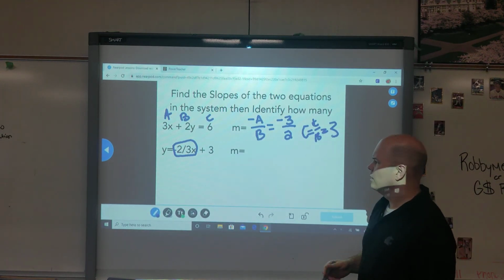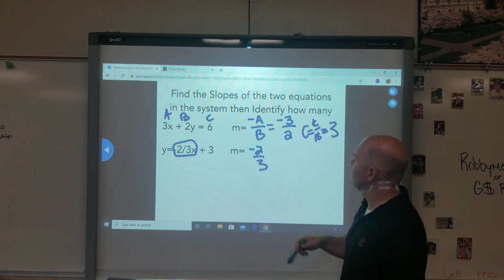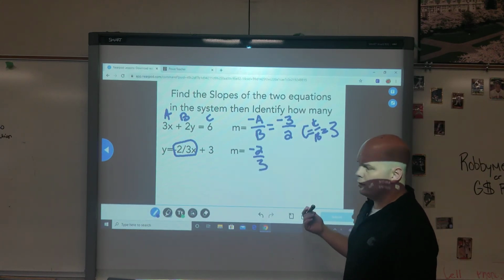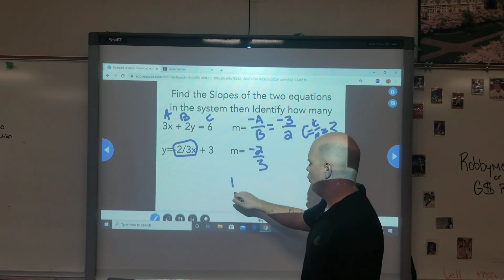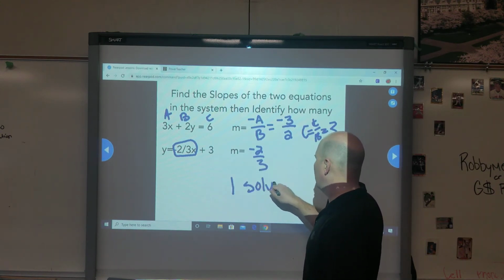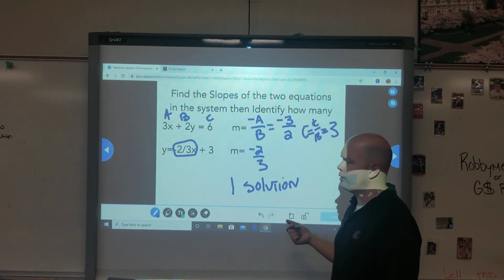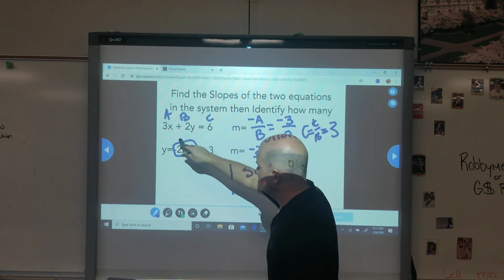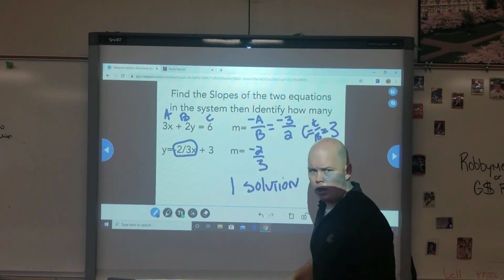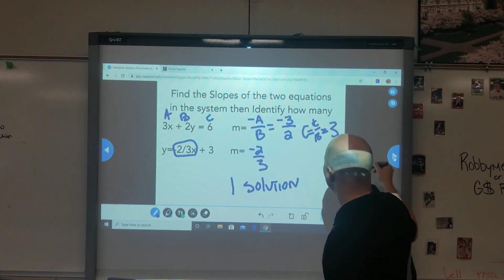Okay? Now my slope here is going to be negative 2 over 3. So I found the slopes. So how many solutions am I going to have if I have different slopes? If you have different slopes, you always have one solution. Now I'm not asking you to solve these. I'm just asking you to know there's one solution for this. If I did ask you to solve it, you would use substitution. We would take this guy and plug it into that y, and then we would just solve like we've been solving all last week. Okay?